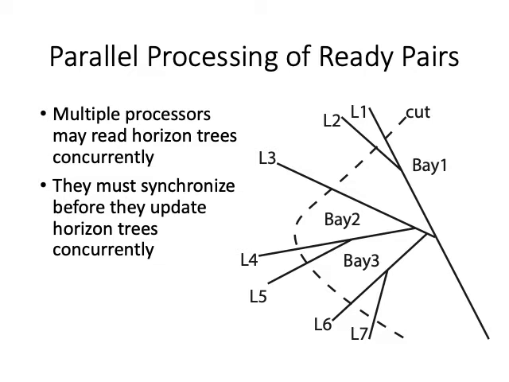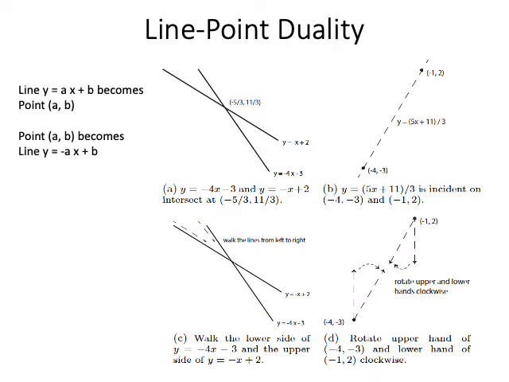So all the processors may read the horizon tree simultaneously and find the intersection point for the ready pairs. The important part is after they find their new intersection points, they must hold off updating the horizon tree until all the processors have finished reading the horizon trees. Then they can start to update the tree. So we may process the ready pairs in parallel.